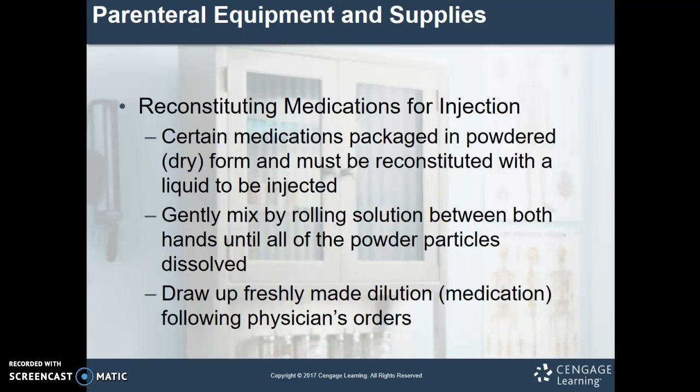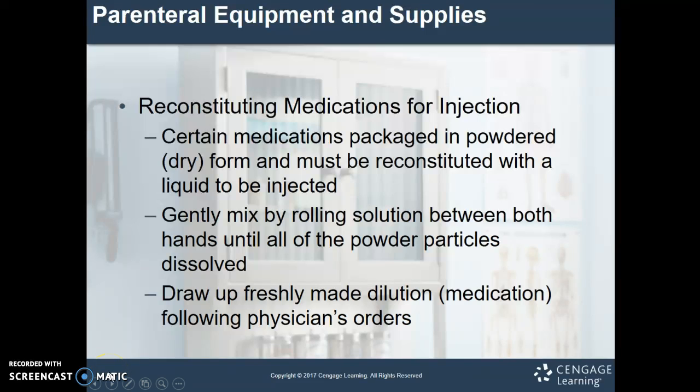So, reconstituting medications for injection. And this is the last slide we're going to cover before this will break into the next lecture part. Certain medications are packaged in powdered dry form and must be reconstituted with a liquid in order to be injected. Powder forms of medications have a longer shelf life than liquid forms, and a diluent is used to reconstitute the powder. Usually this is sterile saline or sterile water, or possibly lidocaine. The diluent may be supplied with the medication or may need to be drawn up separately.